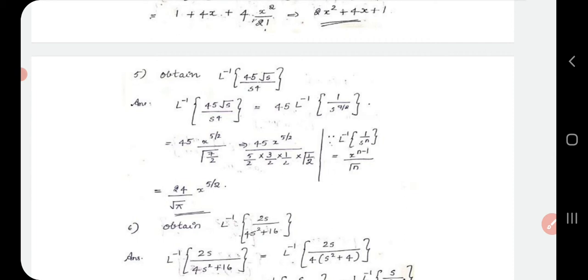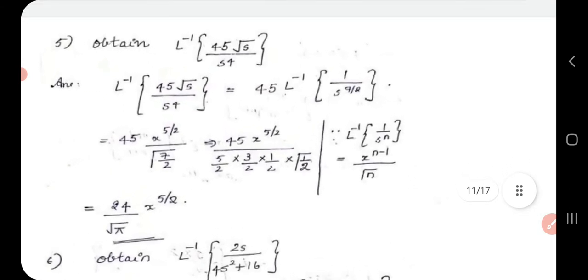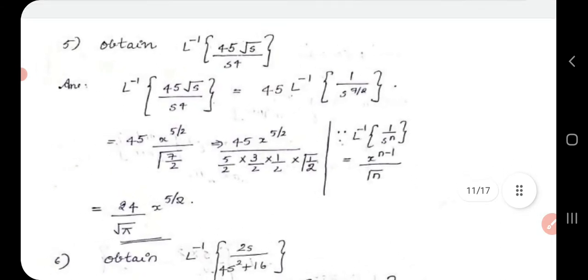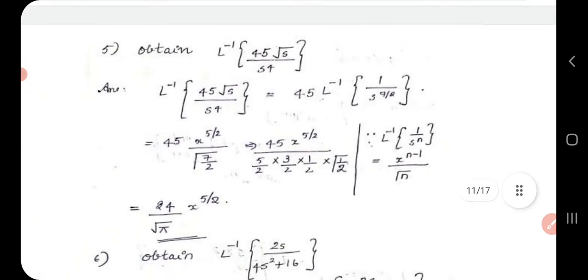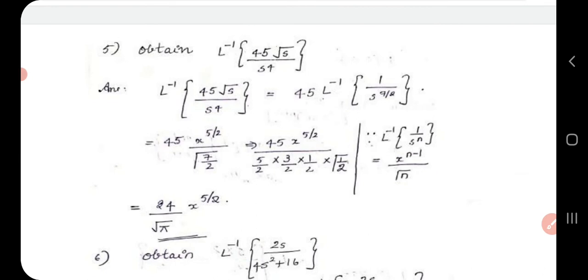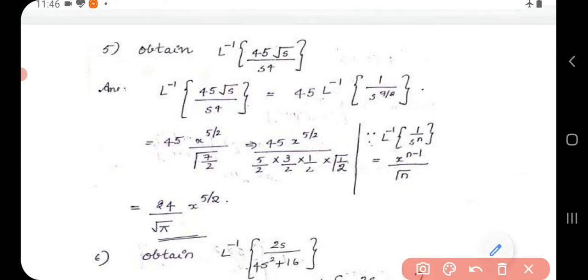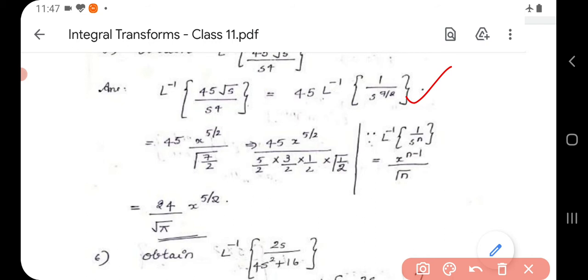45 is a constant, take it outside. Then what is remaining in the bracket is L inverse of 1 by s raised to 7 by 2. Now this is of the form L inverse of 1 by s raised to n. The formula will be x raised to n minus 1 by gamma n. Here what is your n? 7 by 2. So you will have x raised to 7 by 2 minus 1 by gamma 7 by 2.